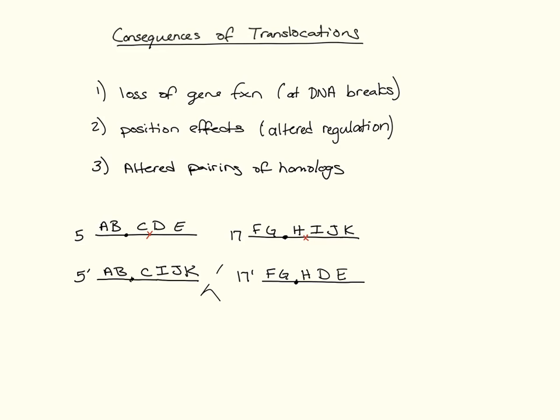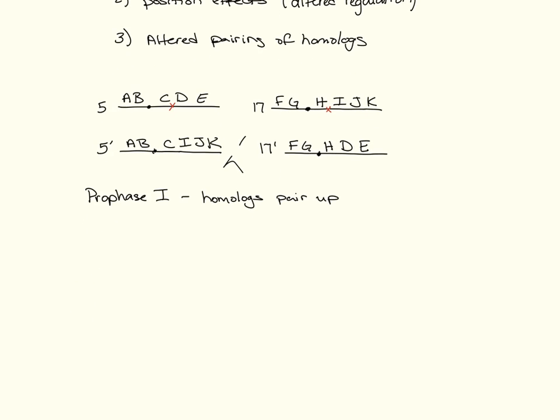So how would these chromosomes be able to line up during prophase? Remember, when we enter meiosis, we've undergone DNA replication. So this would be our chromosome 5, and this will be our 5'. They're going to line up at their centromeres. But this area right here can't pair.